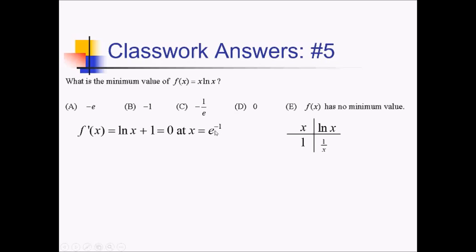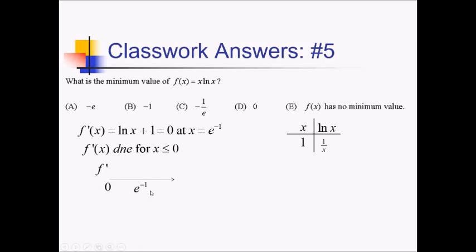Now, when you're making your sign chart, something else to keep in mind is that the ln function itself is undefined for 0 and negative numbers. So f prime then does not exist for x less than or equal to 0. So our sign chart is going to start at 0 and go to positive infinity. So here's my f prime chart. Starting at 0, we have this critical value of e to the negative 1, which is a positive number. I'm not really sure what it is, but it's positive.